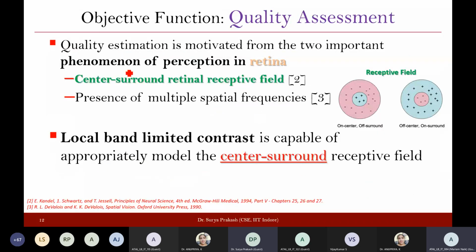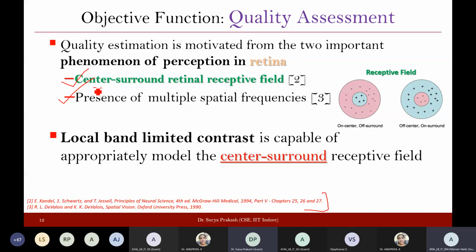Okay. So there are two important things with respect to the retina. I have given the reference for these two properties. If you have any interest, you can go to these links and papers and explore more. But here, I'm just listing the two important properties.